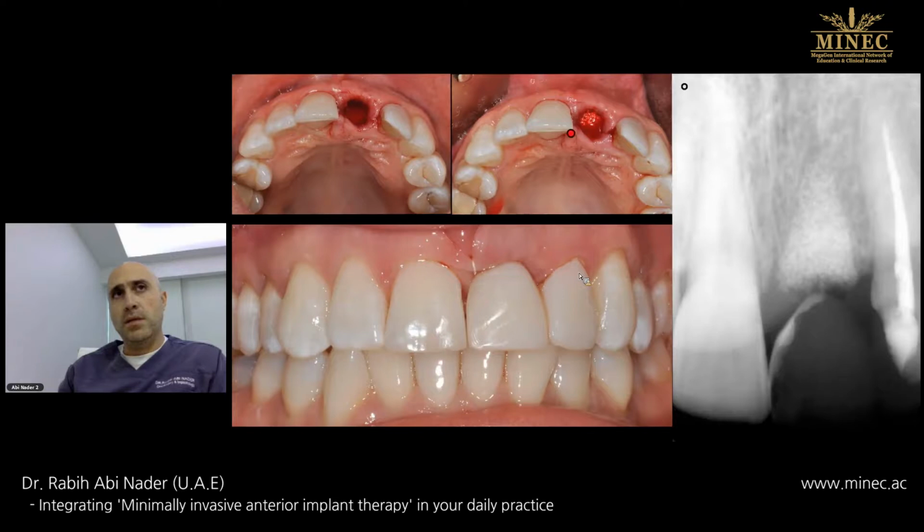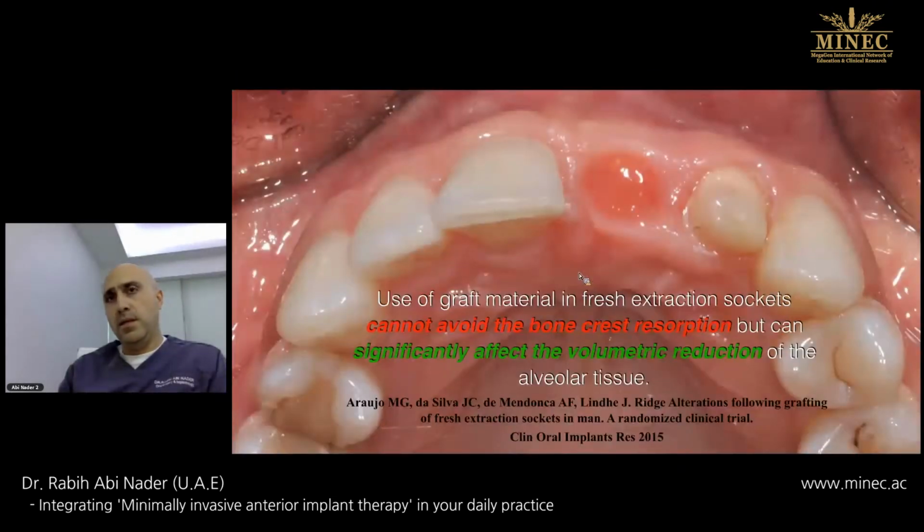You can see the socket here, we fill it with the graft. It's very important when you do your temporary bonded bridge in socket preservation that your ovate pontic will support the tissue, and that gives you better healing after 7-8 months. This is the situation after 8 months. So we still had a little bit of shrinkage, but the fact that we put bone graft has helped us a lot to limit it. And as Arroyo also showed in 2015, the use of graft material in fresh extraction sockets cannot avoid the bone resorption, but can significantly improve and affect the volumetric reduction of the alveolar tissue.